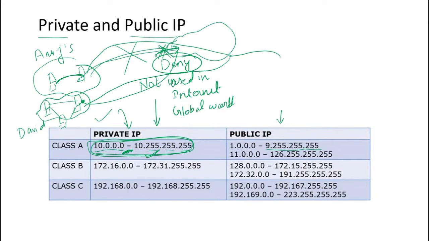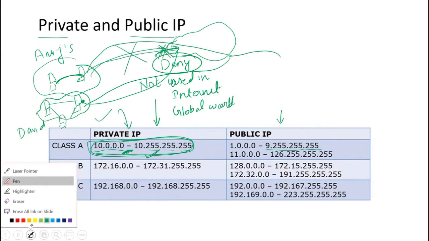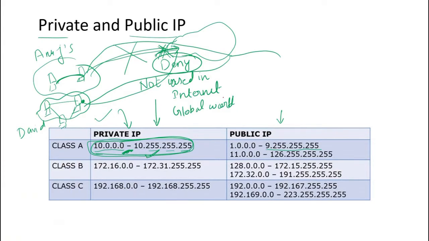So how will we communicate to the internet? For that purpose, we will always use the public IP to communicate, only from this range. So these are just IP addresses from this range. These are private. These are also private.